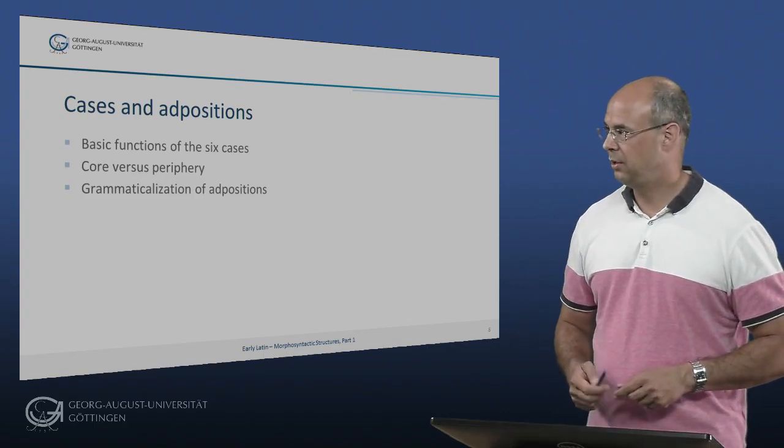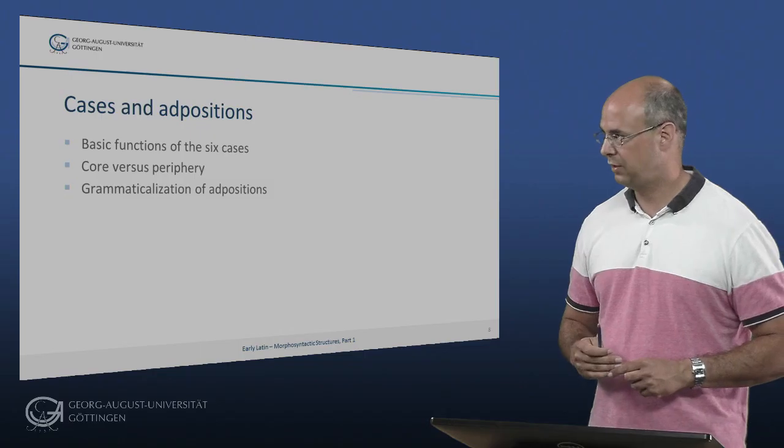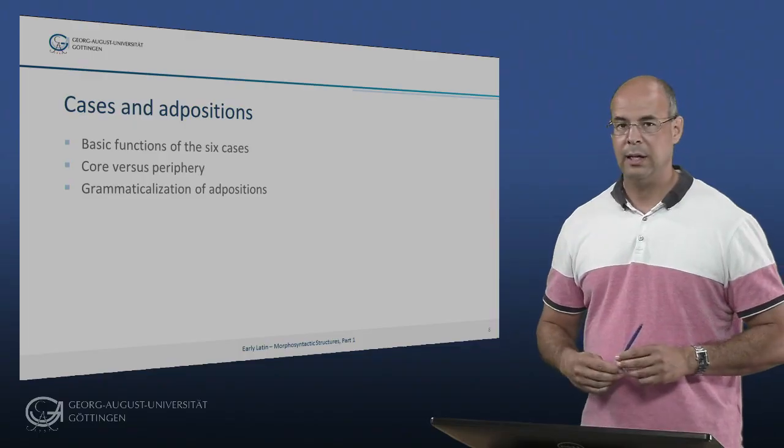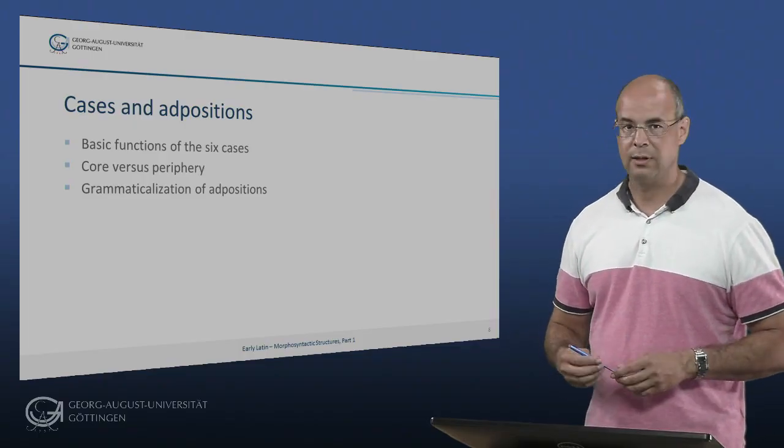I have droned on about factors influencing Latin word order. The reason for that is I'm not going to talk much about it in the rest of my morphosyntax part. In a language like English, word order is a major topic. In Latin, it's of secondary importance. We have 4 segments left in this section, and the first topic I'm going to cover is cases and adpositions. We are going to look at basic functions of the 6 cases, at core cases versus periphery, and at adpositions and how they grammaticalize.